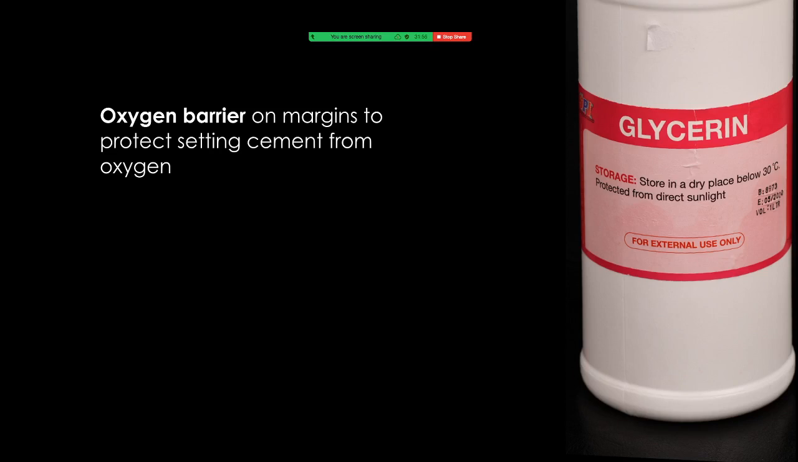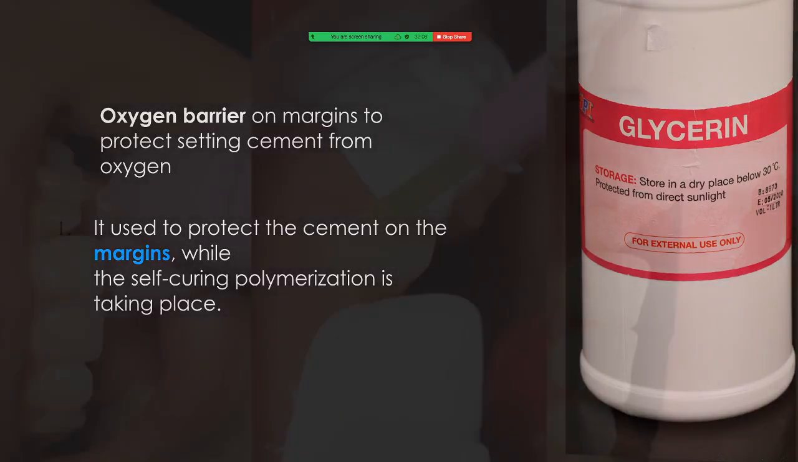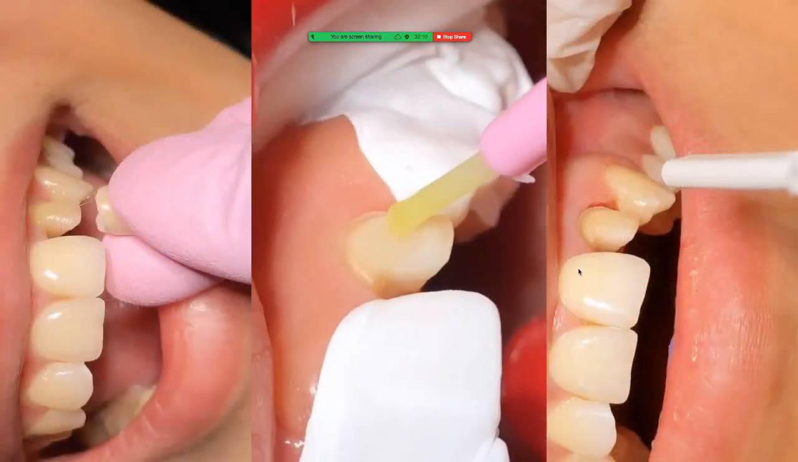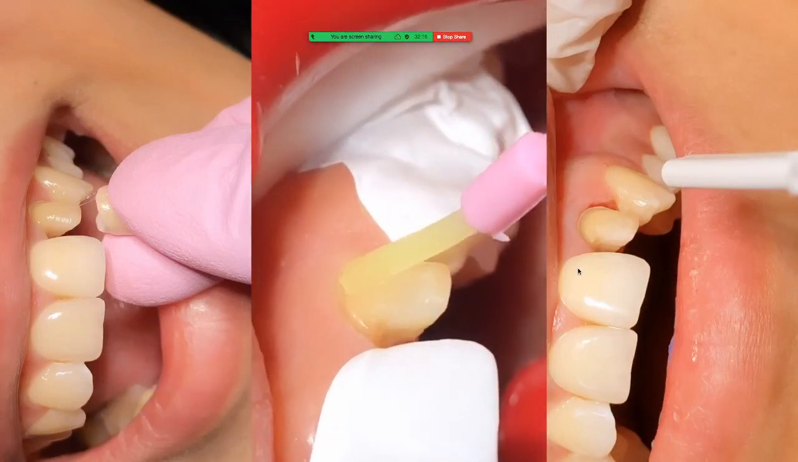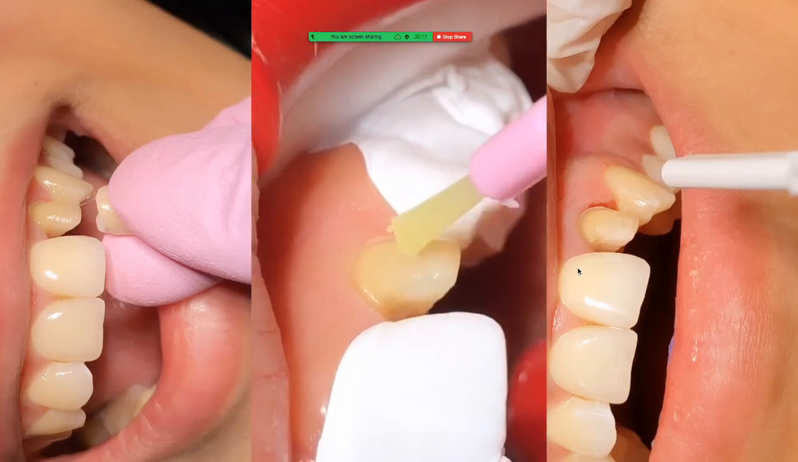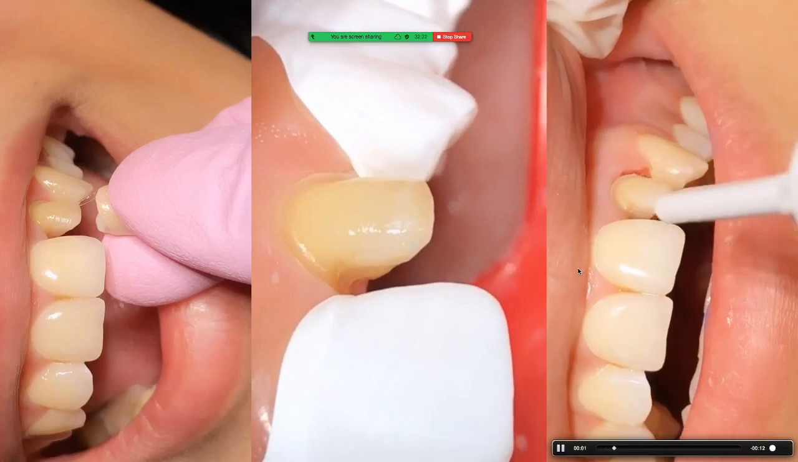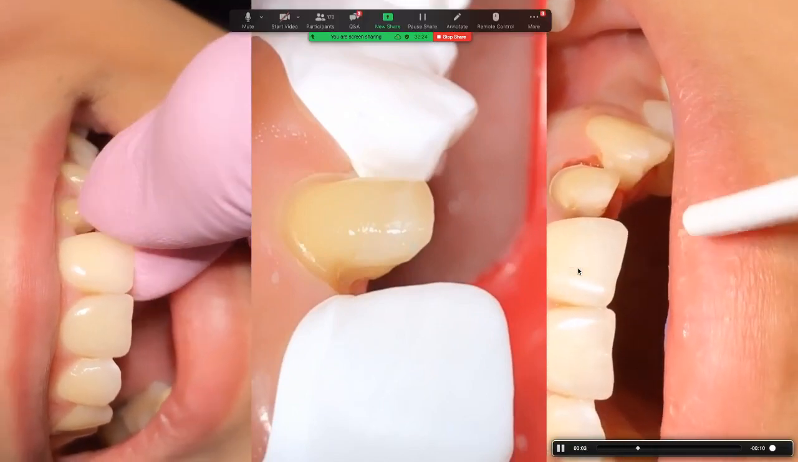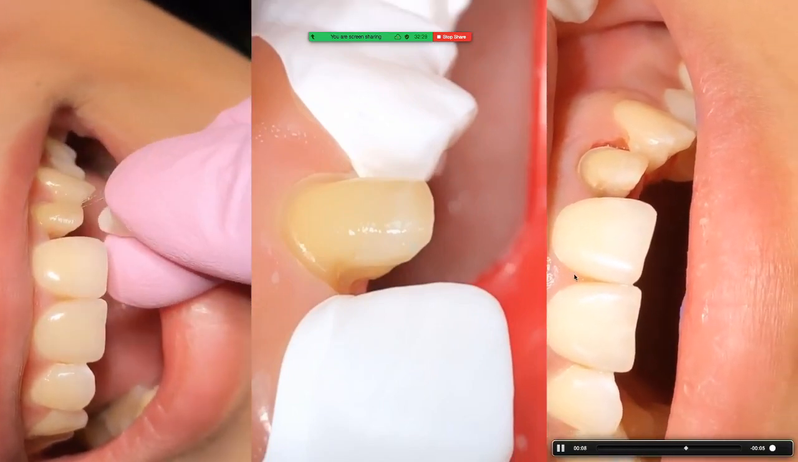This is oxygen barrier on margins to protect the cements from oxygen, and it's used to protect the cement on the margin while the self-curing polymerization is taking place. And we can see by this video how isolation is done. It's easy to do in anterior teeth. It's more complex posteriorly, and we can see how gently applying air on bonding to keep a thin layer of bond.